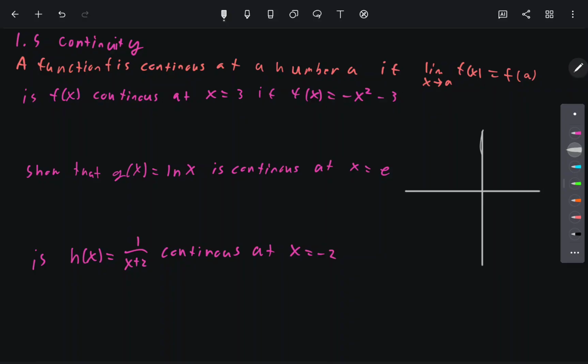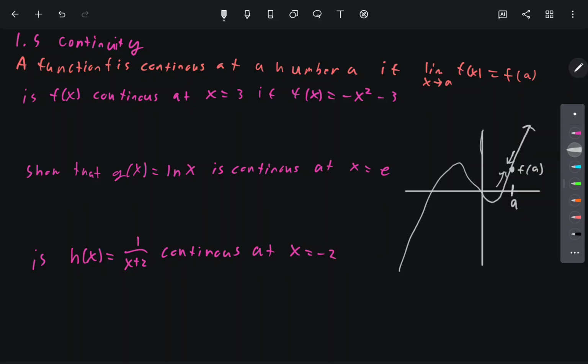Now suppose I have a function f. We can tell that this function is continuous as we don't lift up the pencil. If I say that this point over here is a, and this is f of a, we can clearly see that the function is going to approach f of a from both directions.